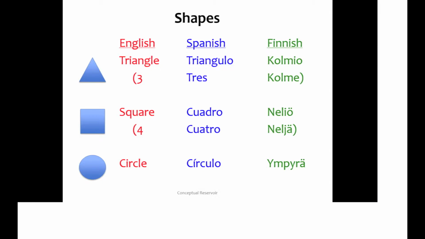You can see here that we have the English and the Spanish and the Finnish for triangle: triangulo, kolmio. You not only can learn the words for different shapes in a second language, but you might also build on your knowledge of numbers to see how the names of some shapes are related to the number of sides. In English, the prefix tri in the word triangle is related to 3. In Spanish and Finnish, the names for triangle and square are related to the number of sides that are there.